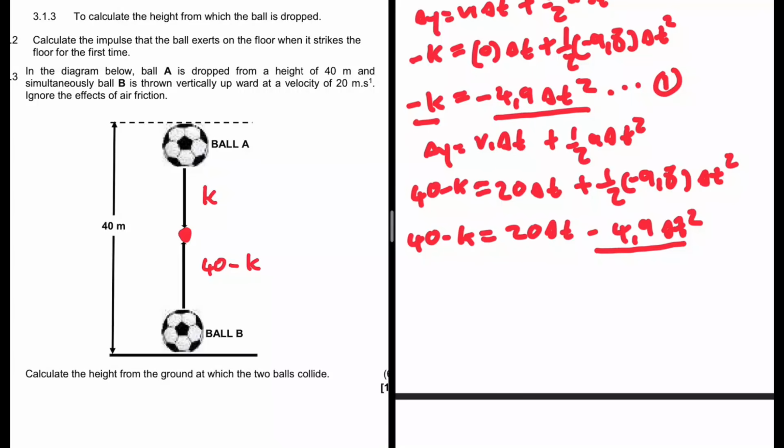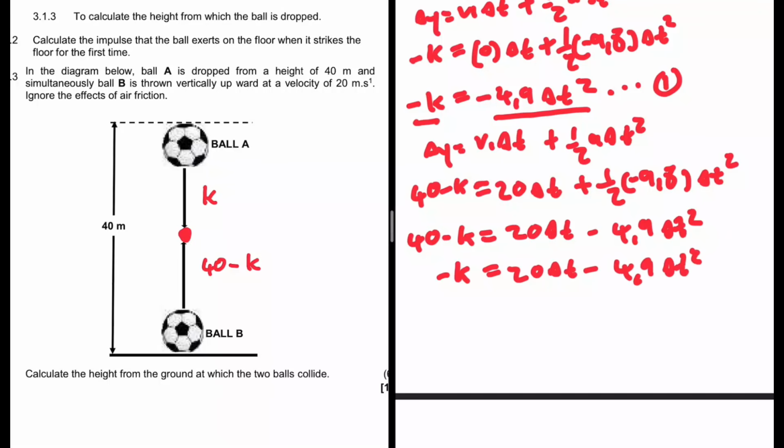And then here we also have minus k. So we're going to do the same thing. We're going to sub minus 4.9 delta t squared. Another thing that we can do, we can make minus k the subject of the formula here. It will be equal to 20 delta t minus 4.9 delta t squared.